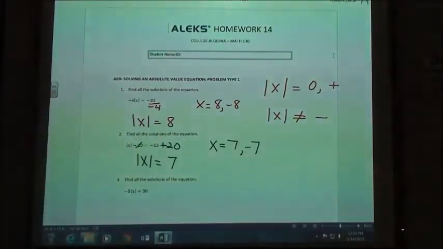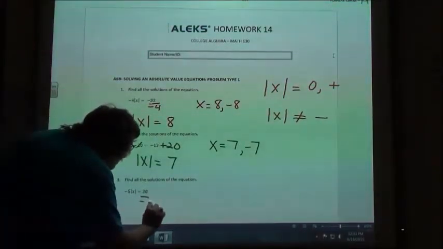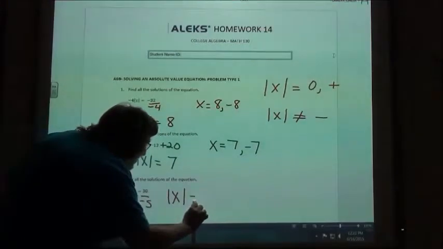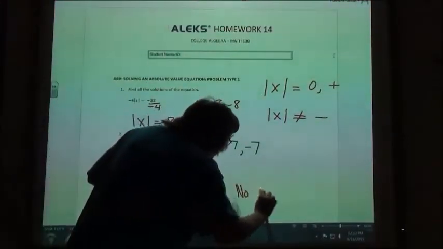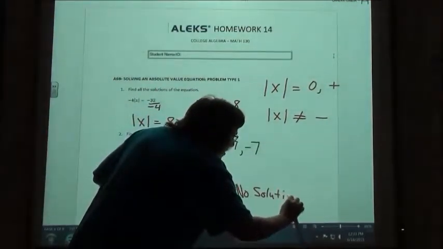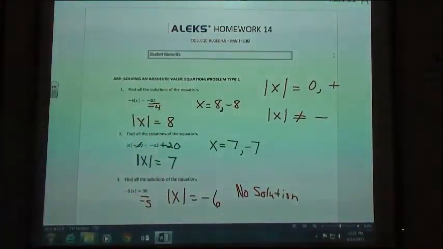Sneak this bottom one in here. On number 3, if I'm going to solve that one for x, I would divide it by -5, and you'd have the absolute value of x equals -6. So since absolute value by definition is a distance, you can't be -6 places from something. In this case, you're just going to pick over to the side the little box that says no solution, because the absolute value of nothing is going to give you an answer of -6.